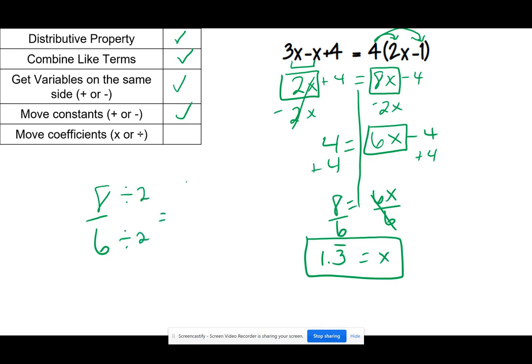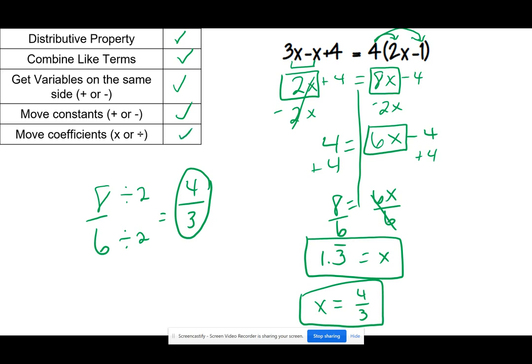So 8 divided by 2 is 4. 6 divided by 2 is 3. So 4/3 would also be an acceptable answer. So I can say x equals 4/3. So either one of those answers would be fine. Okay, and again, because we get x equals a number, this one has one solution.